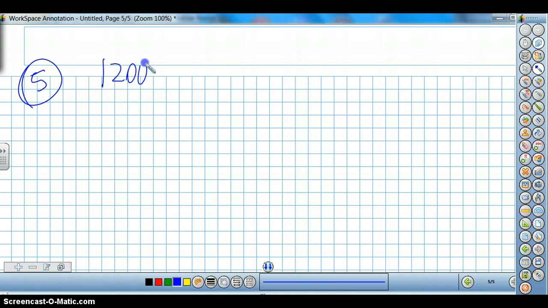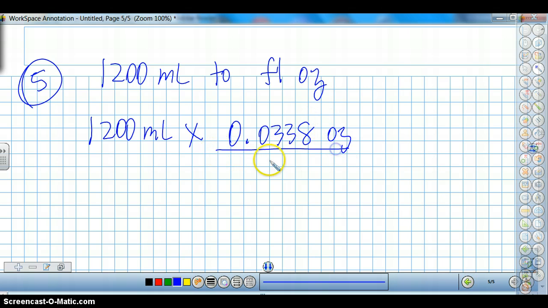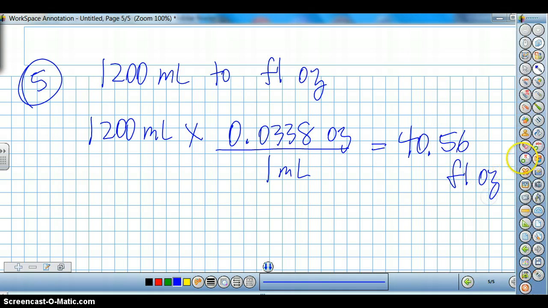It's asking you to take 1,200 milliliters to fluid ounces. 1,200 milliliters times the conversion factor from the chart. It's 0.0338 ounces in 1 milliliter. And when you multiply these together, you get 40.56 fluid ounces.